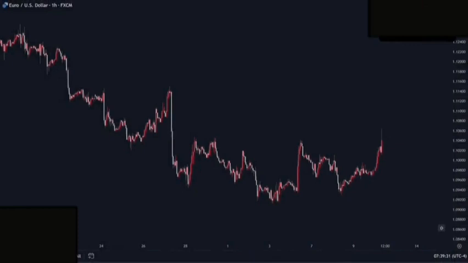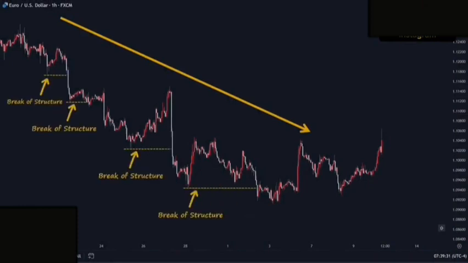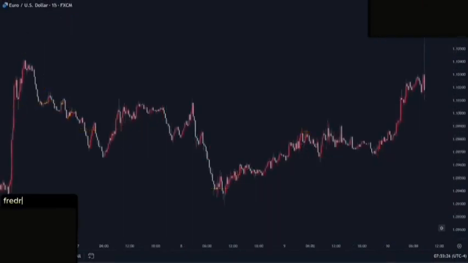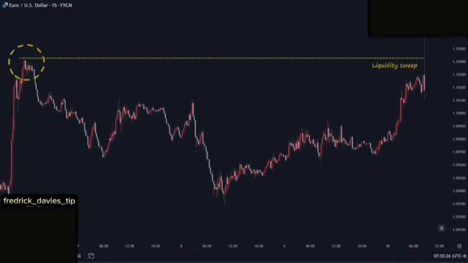Here we have the Euro-Dollar 1-hour time frame on the screen. As you can see, price is in a strong downtrend and also has created several breaks of structure to the downside. If we zoom into the 15-minute time frame, we can see that price sharply cleared the liquidity above this high with a long wick. Following this, the price immediately reversed and closed below the high's range and created a valid bearish liquidity sweep.